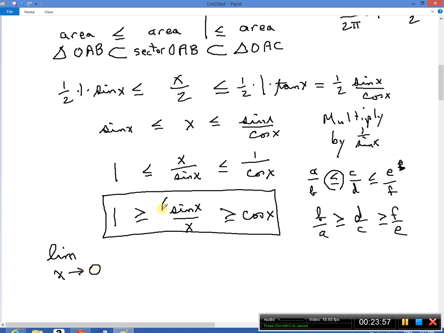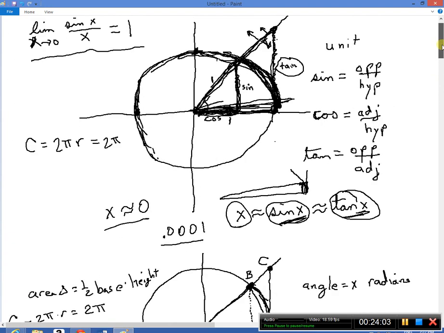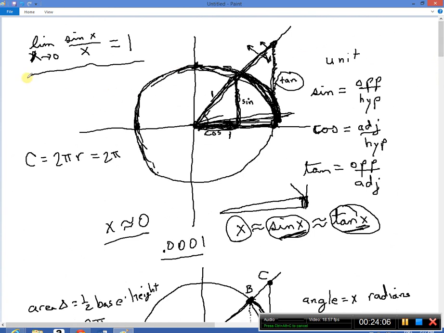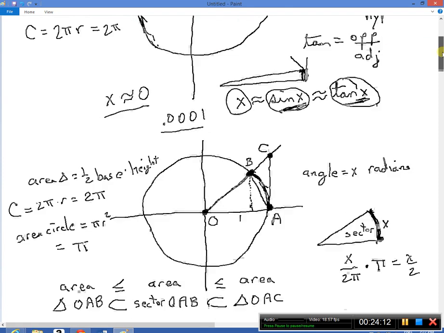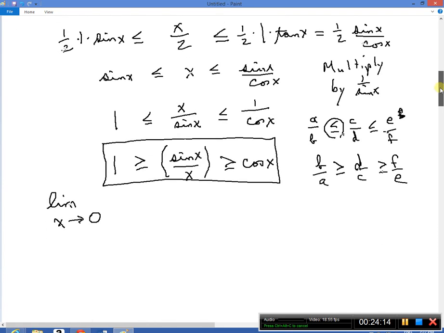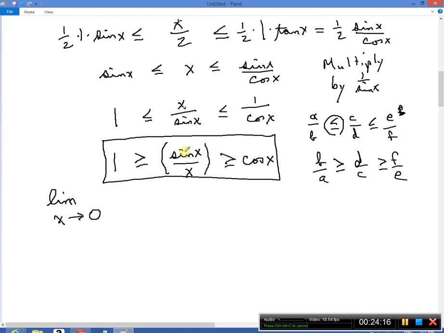Well, here's this function. Recognize this guy? That was the original question. That was the limit that we were supposed to figure out at the beginning of the lecture. What is the limit of sine of x over x? And I'm claiming that it's 1, but we don't know that for sure yet. And here we are now seeing the function sine x over x trapped between two things, one of which is 1 and the other is cosine of x.